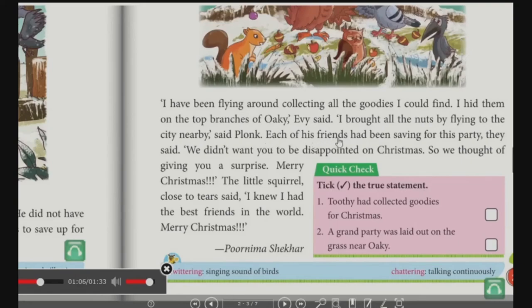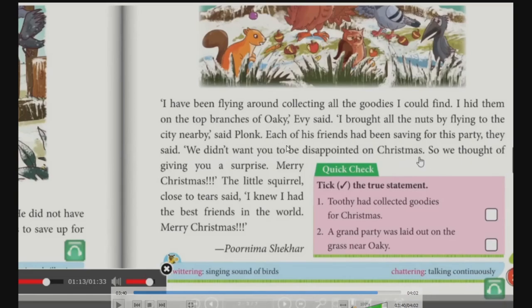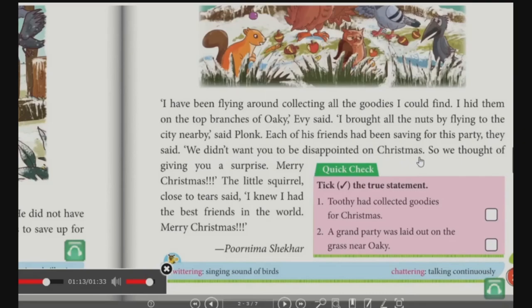Each of his friends had been saving for this party, they said. We didn't want you to be disappointed on Christmas. In this sentence it says, each of his friends. That means all his friends had been saving for the party. And they told him that we didn't want you to be disappointed. Disappointed means nirash hona or to feel sad. So we thought of giving you a surprise.